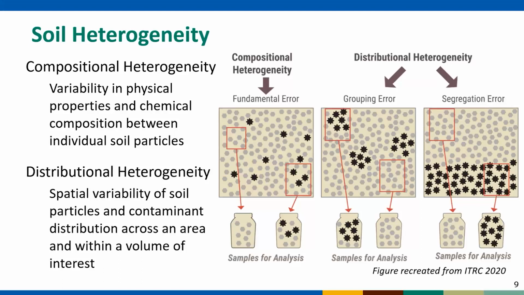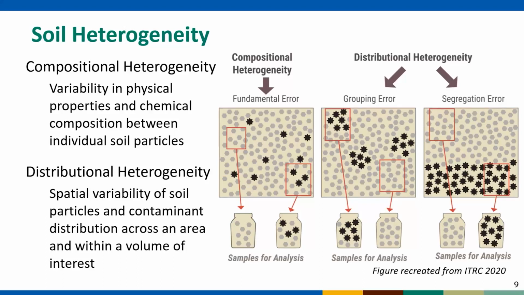The second is called distributional heterogeneity, which refers to the spatial variability of soil particles and contaminant distribution across an area or within a volume of soil. Distributional heterogeneity is caused by the uneven, non-random distribution of contaminated particles within the soil. Distributional heterogeneity causes grouping and segregation errors. In grouping error, different areas of the exposure unit might have more contamination than others, leading to some discrete samples with high concentrations of the contaminant and others with very low concentrations.